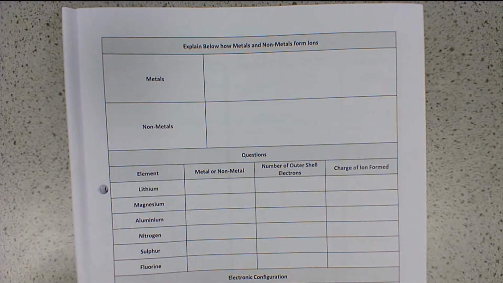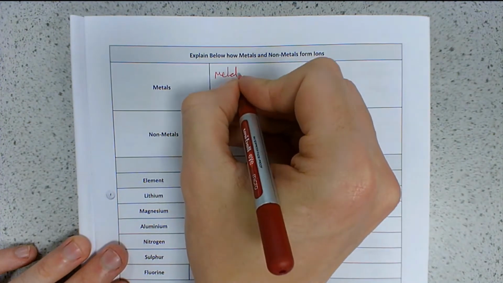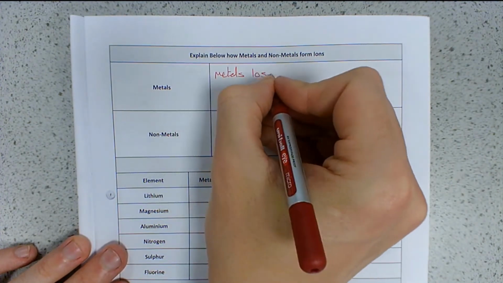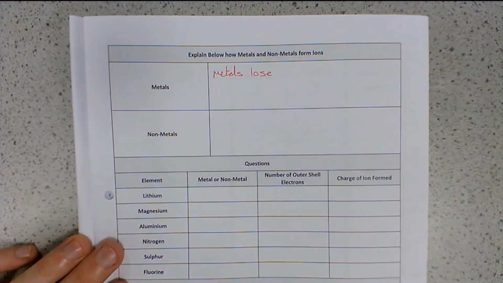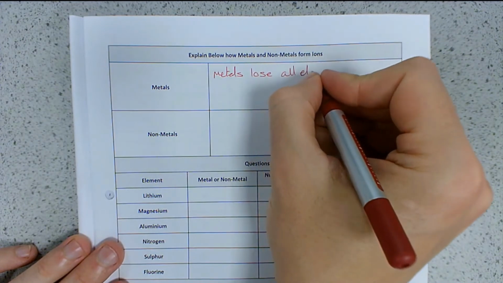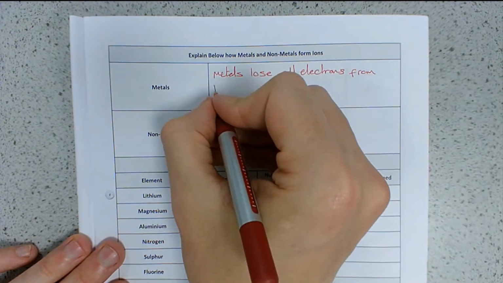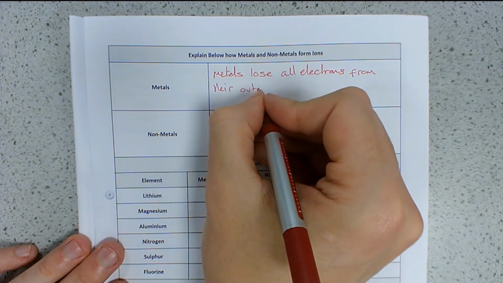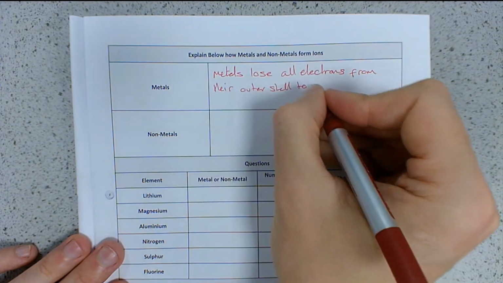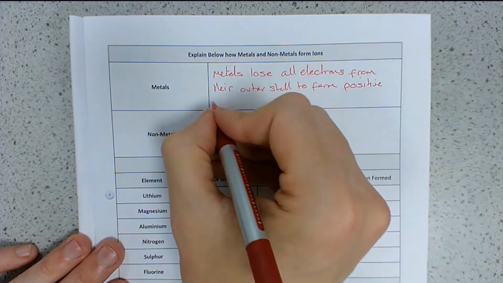So the reason we needed to know whether an element was a metal or a non-metal is because they form ions in different ways. So metals lose electrons. And importantly, they lose all of the electrons in their outer shell. So metals lose all electrons from their outer shell to form positive ions.